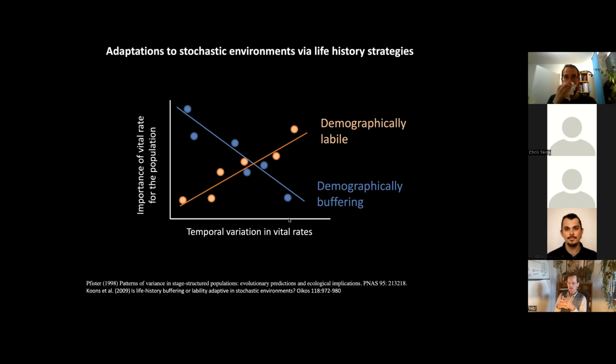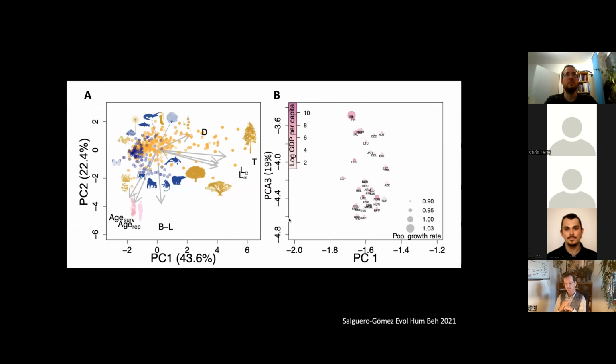We know that species whose reaction norms between the environment and the vital rates follow a concave shape tend to be more demographically labile. We also know that species where that reaction norm is either linear or convex tend to show demographic buffering. But as I said before, this is an area that is quite active in the lab at the moment, and the evidence that we're starting to gather points towards the fact that there is indeed a third axis of variation.